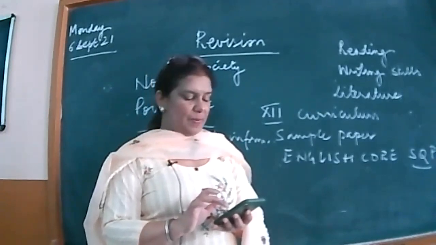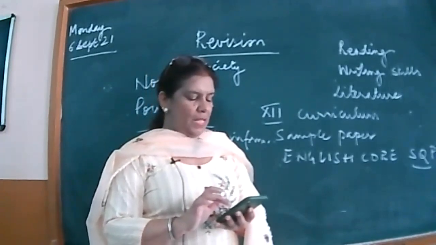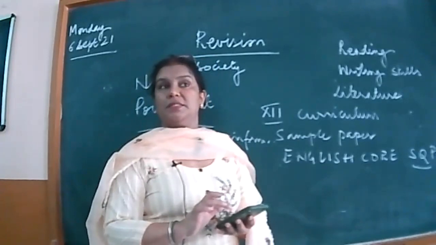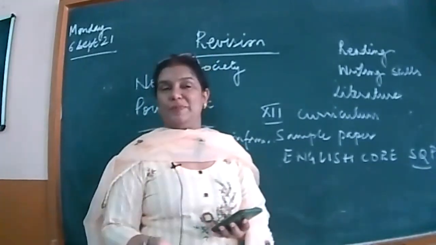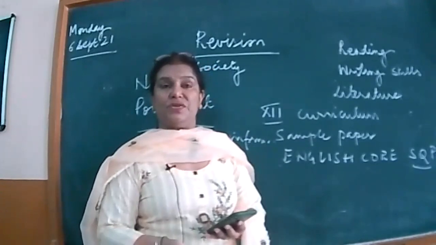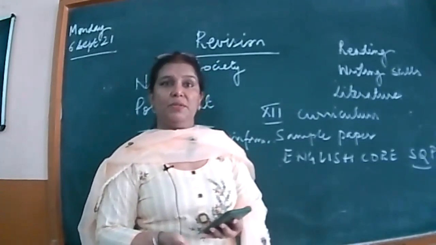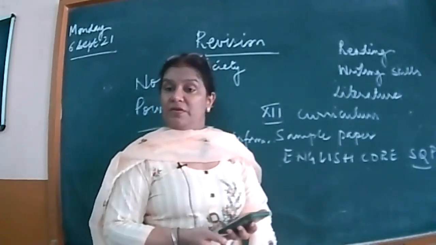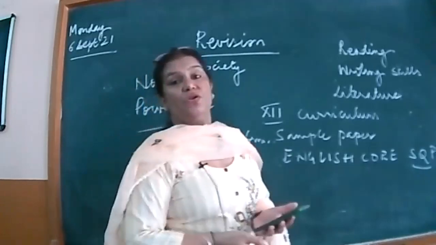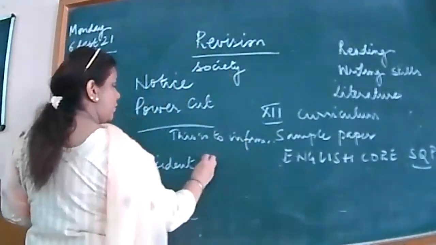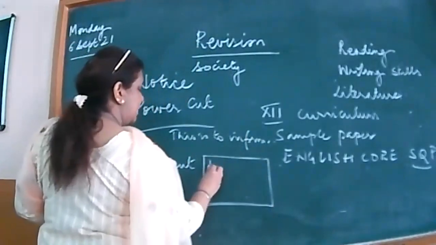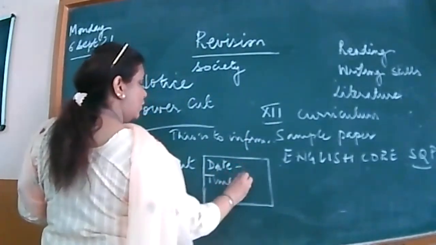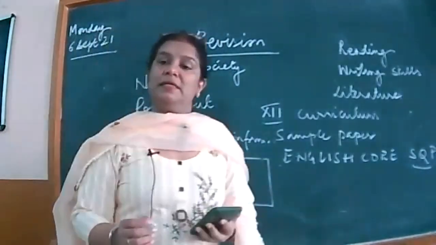Okay, let's see. Timings of the power cut? Yes. Complaint against power cut? Date of the power cut? Yes. Okay. So reason for the power cut, you can give it. It could be maintenance reasons or something like that. You can mention that. And it would be the timings of the power cut and the date of the power cut. Because we know when we write the notice, we are going to put the date and time for the power cut. Clear?